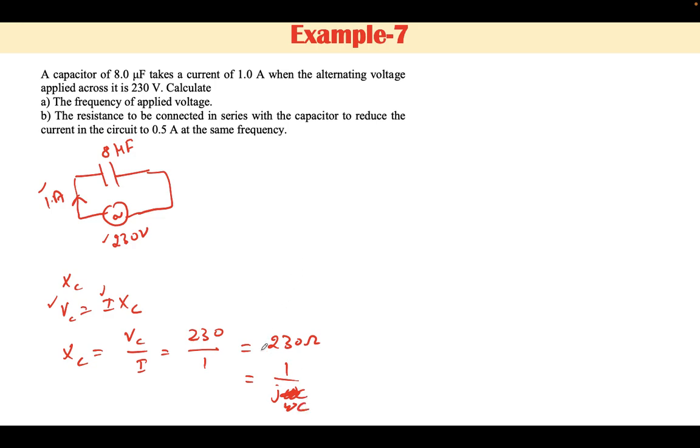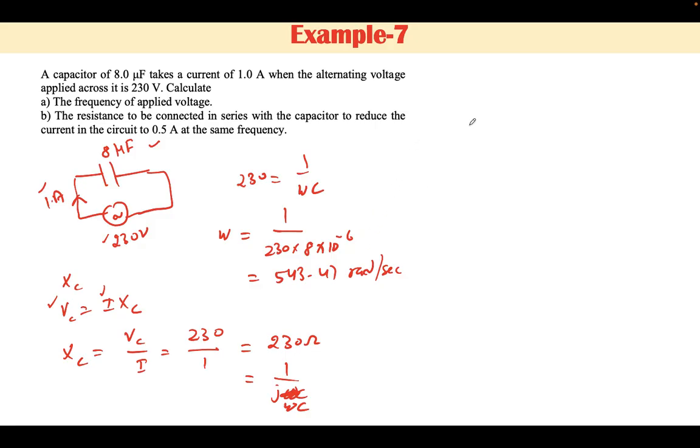Now knowing this value, Xc is 230, and omega depends upon the supply frequency, so omega can be found out. In this equation we know 230 is equal to 1 by omega C. C is known to us, so we can calculate omega. Omega is equal to 1 by 230 into the capacitor, which is 8 microfarad, 10 to the power minus 6, which equals 543.47 radian per second.